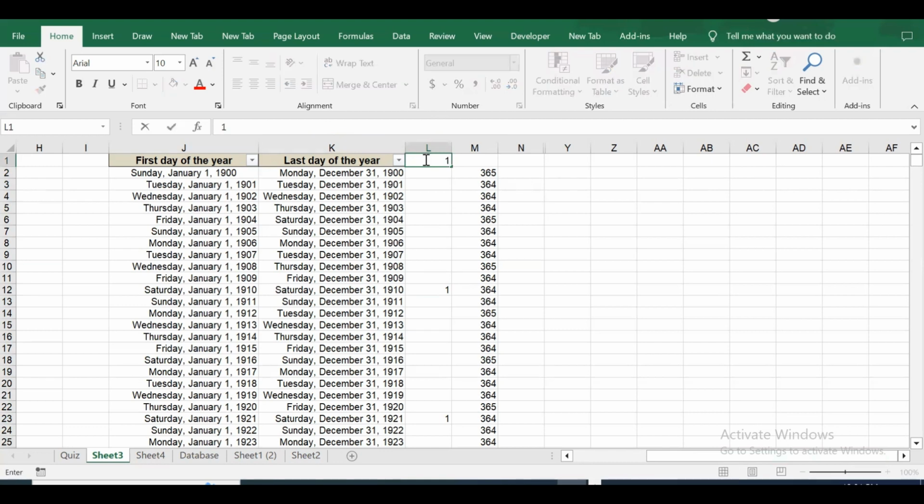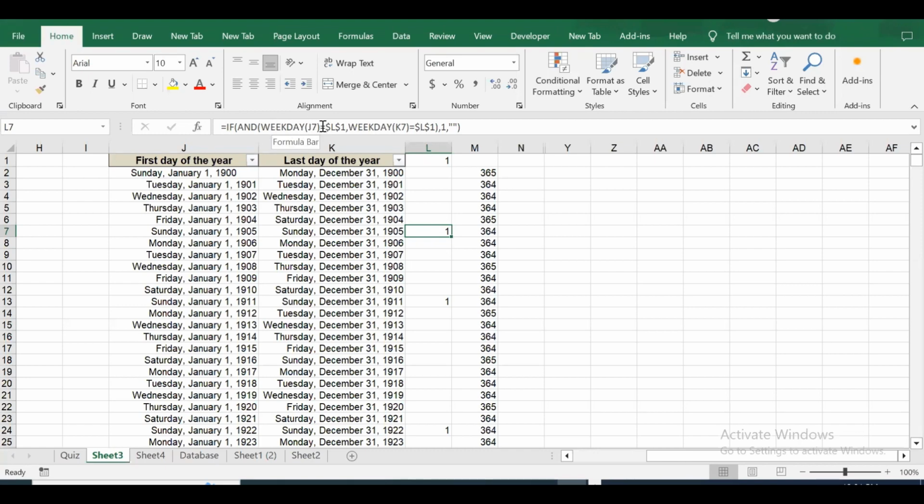7 is Saturday, and 1 is Sunday. If the year starts with Sunday and ends on Sunday as well, by pressing 1 it is going to highlight those years which start with Sunday and whose last day is also Sunday. So this is an example that we can also use the date related functions in conditional statements and make our own analysis.